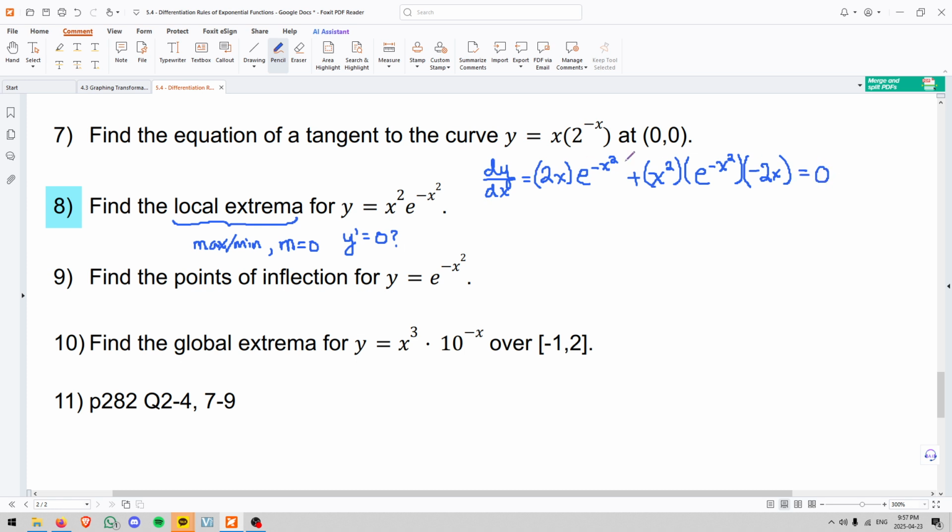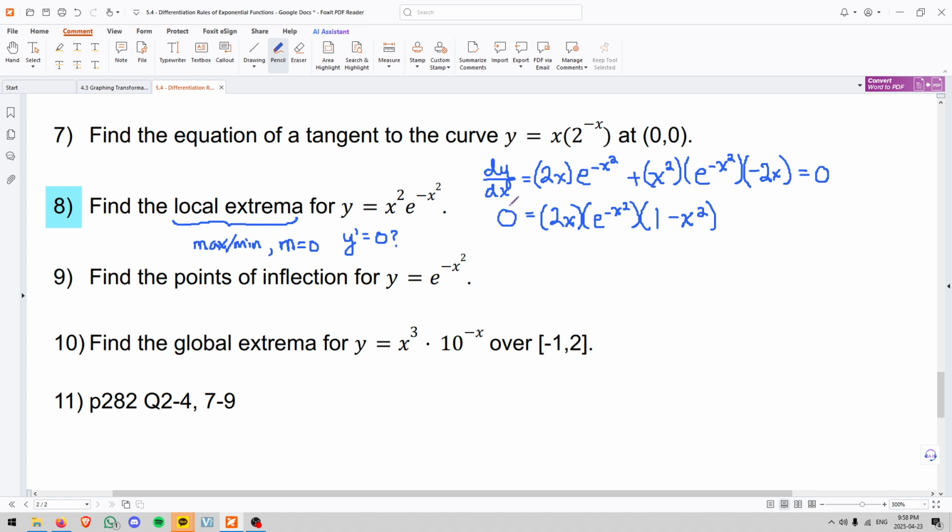So I think you get it. It's in your best interest to factor. So I see 2x as a common. I see e to the power of negative x squared. That is common. So 2x I will factor out. And e negative x squared I will factor out. It leaves me with the first term being a 1, the second term being a negative x squared.